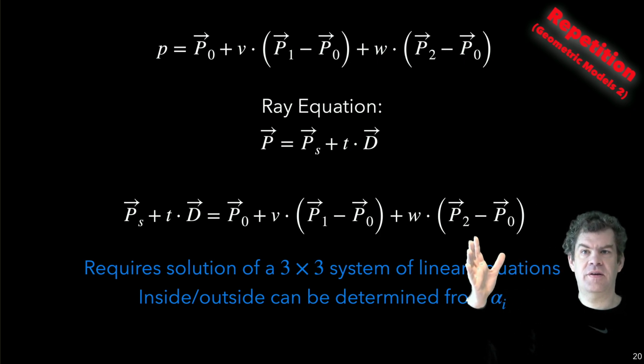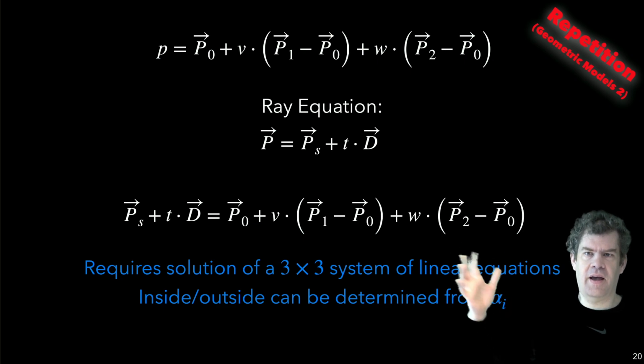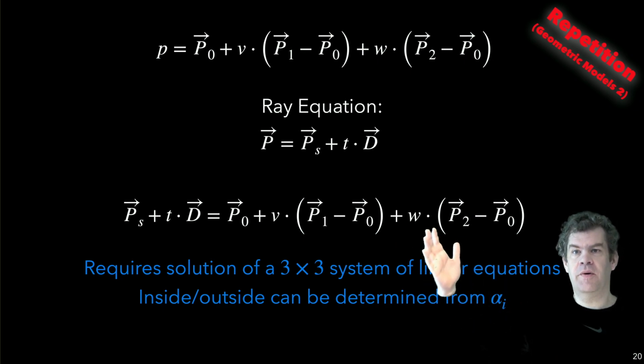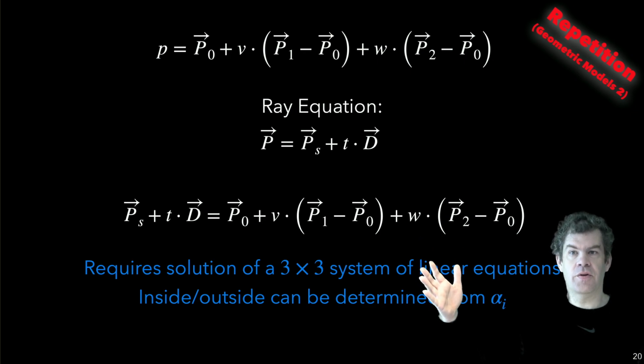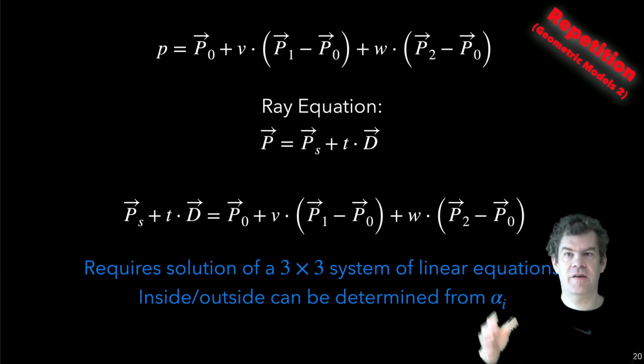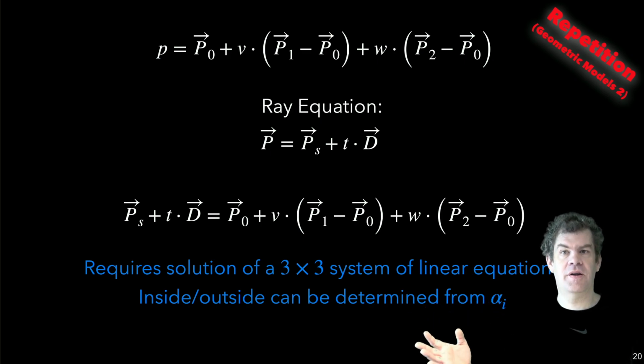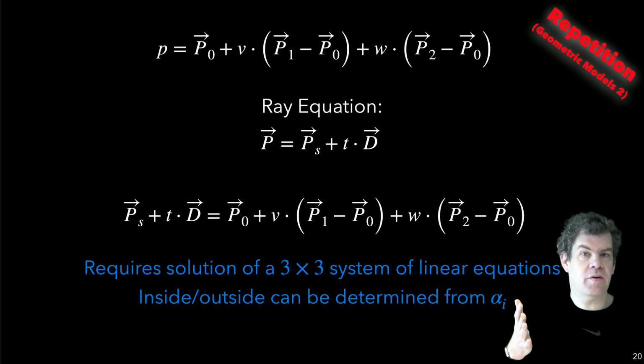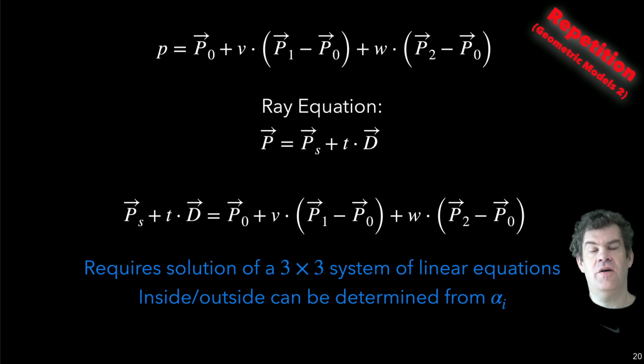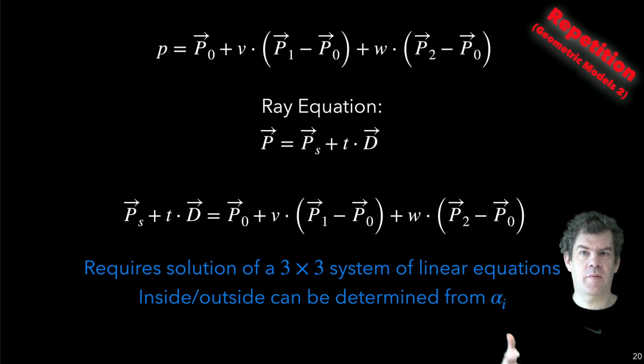I think I went one or two slides further, but the basic idea was, what have I got here? What are the unknowns? The unknowns are all the lowercase characters: W, V, and T. PS is known, that's the starting point of the ray. D is the direction of the ray. P1, P0, and P2 are the coordinates of the three vertices of the triangle. So those are all knowns. So we end up with three unknowns.